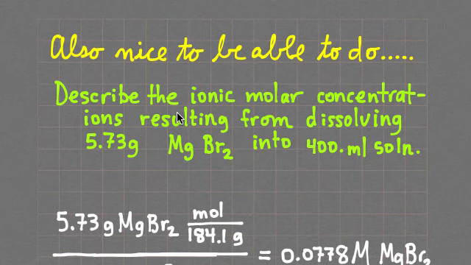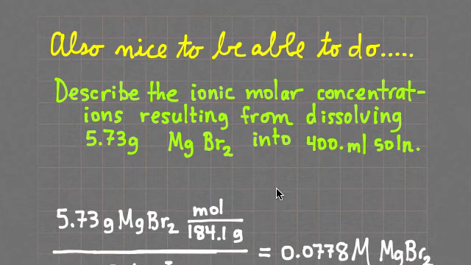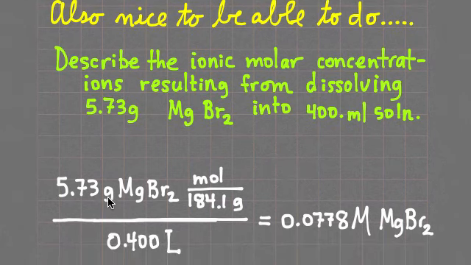Also nice to be able to do this. How would you make an ion? Describe the ionic molar concentrations resulting from 5.73 grams of magnesium bromide dissolved into 400 milliliters of solution. Well, I can't work with grams, so I changed grams to moles. You know where this comes from. Add up 1 magnesium and 2 bromines. So this one divided by this one, it's in a 400 milliliter or 0.4 liter solution, and there's my molarity.